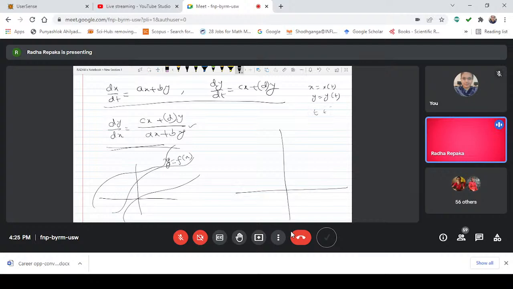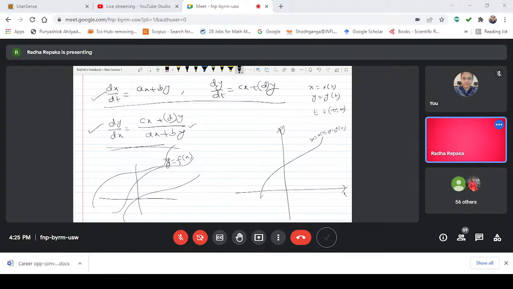So t is varying from minus infinity to plus infinity. For a given t, I can calculate x, I can calculate y. As t is varying, I can calculate x and y. So I can plot them in the xy plane again. X equal to x of t, y is equal to y of t. Do you see any difference between this and this? In principle, no.